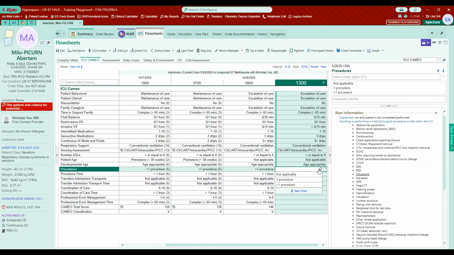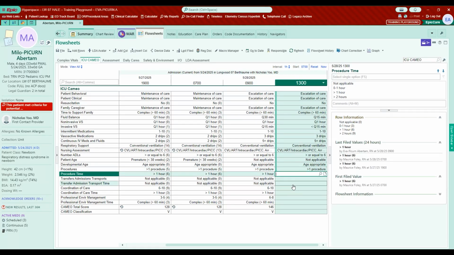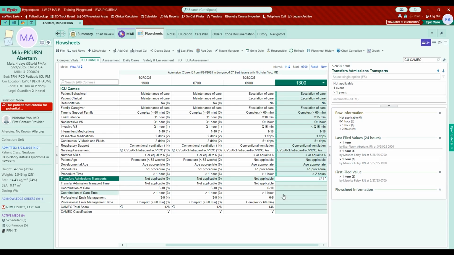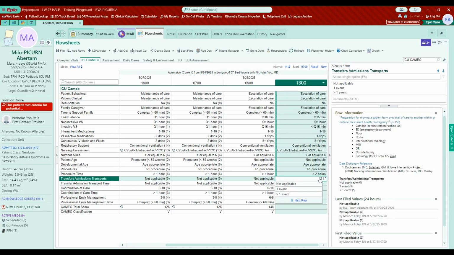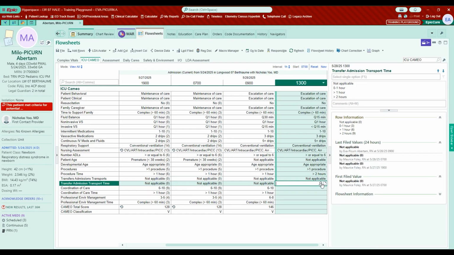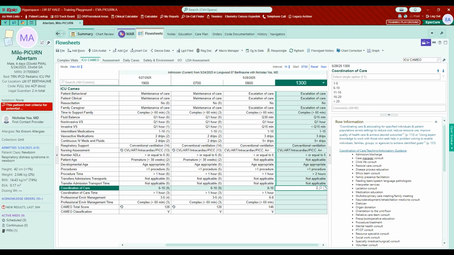In the ICU, many procedures are completed. I will score him greater than one procedure because he had a chest x-ray, and we had to insert a peripheral IV. Fortunately, we were able to close his chest today and placed a wound vac over his mediastinal incision. So greater than one procedure. And collectively, during my time, the procedures did amount to greater than 2 hours. I did not have any transfers, admissions, or transports in my patient care today, so this is not applicable, and not applicable because there's no time.